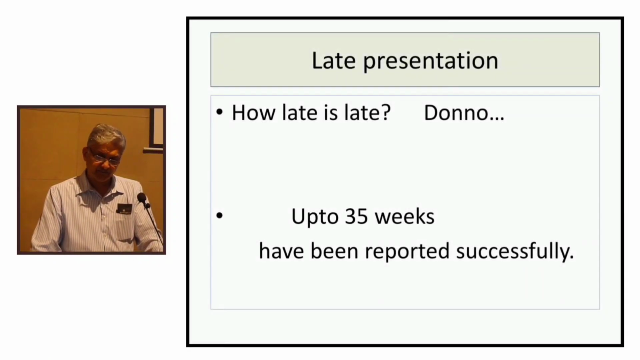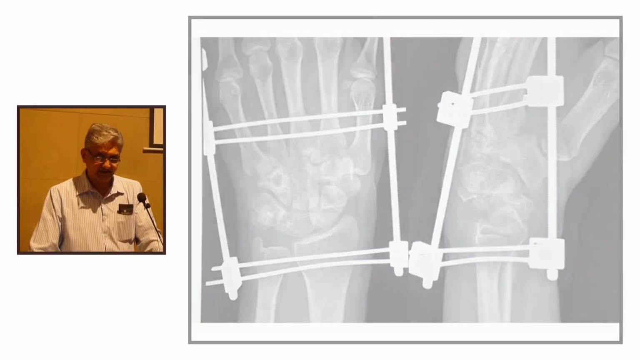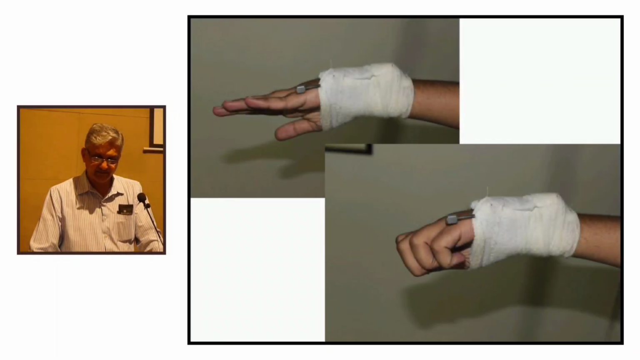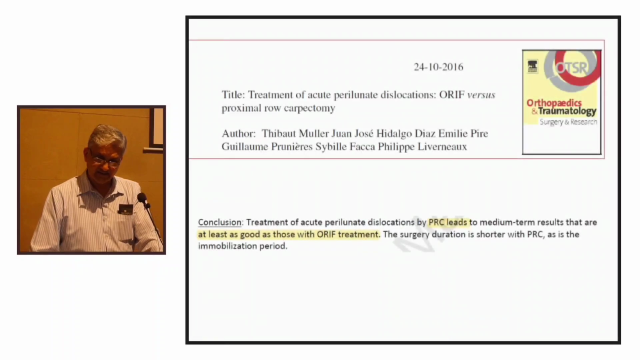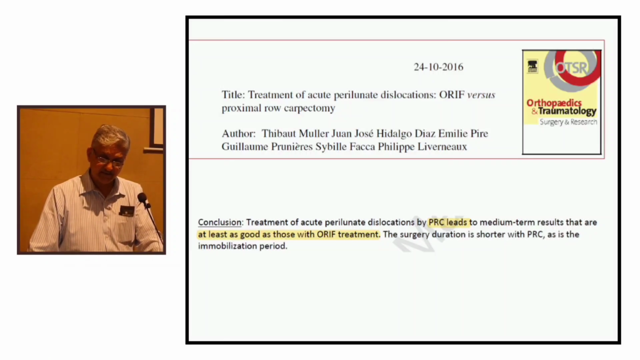What is late? Books have said even as late as 35 weeks the reports have been good. So what you can do is, if you have one of these patients, distract it. Once you distract it, you start seeing the bones which are now not overlapping, and after distraction, you do the correction and it becomes easy. The article says proximal row carpectomy leads to results as good as those with open reduction. So even proximal row carpectomy has been suggested.